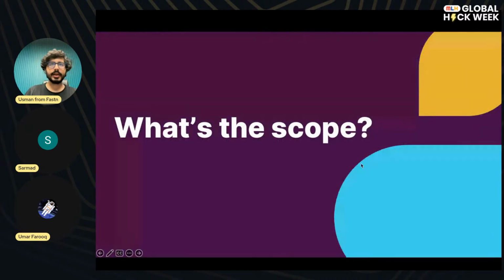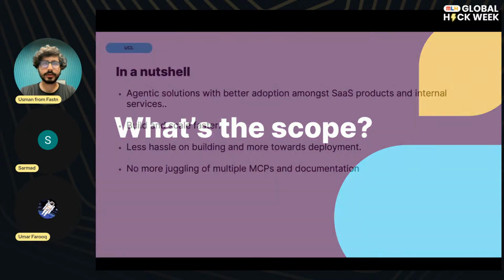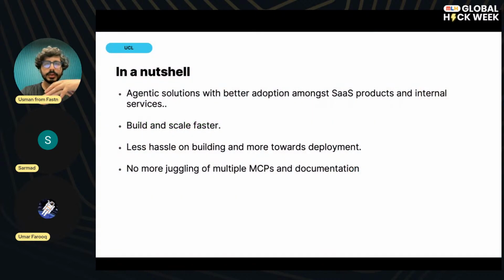So at the end of the day, we are now aware of Model Context Protocol and Unified Context Layer. What's the scope? Now agentic solutions can have better adoption. They can become more intelligent, and they can work with more context. You can build and scale faster. There's less hassle on building, and you can focus more on deployment. You don't have to worry about juggling multiple MCPs, or worrying about documentation, or mapping actions. All you have to do is utilize one server URL, connect your favorite apps, and you're good to go.